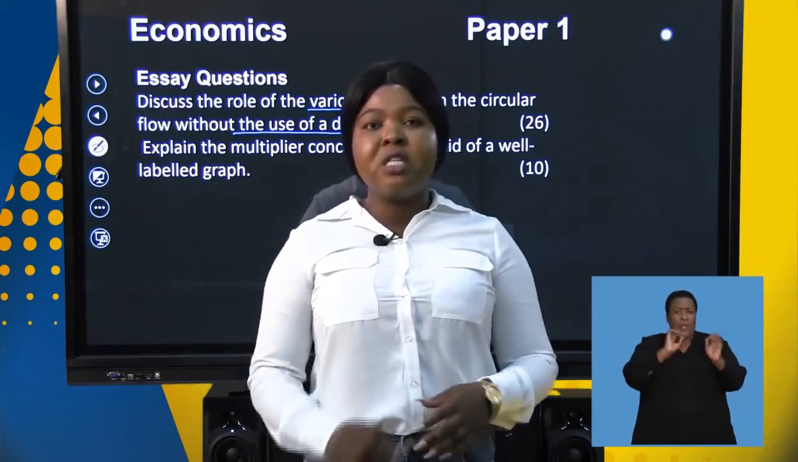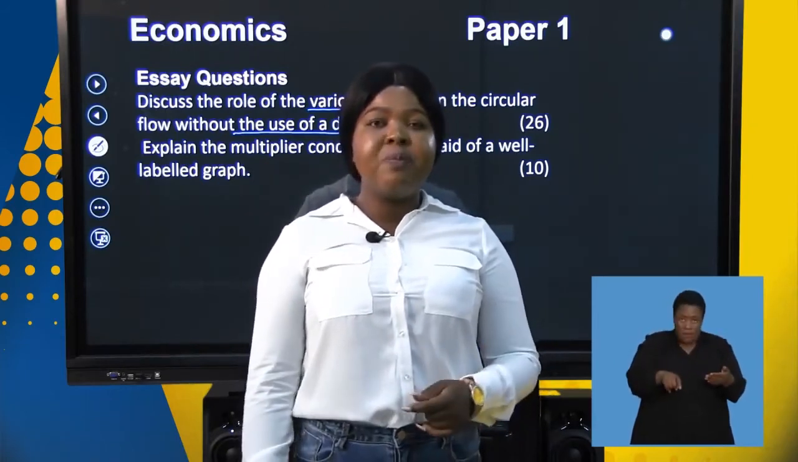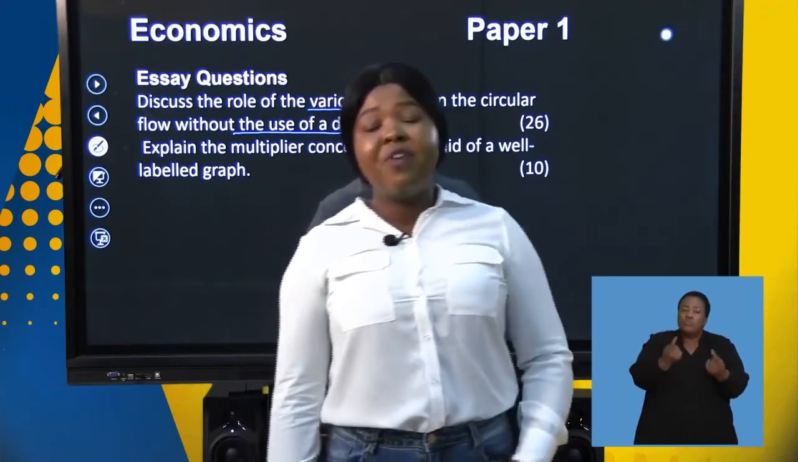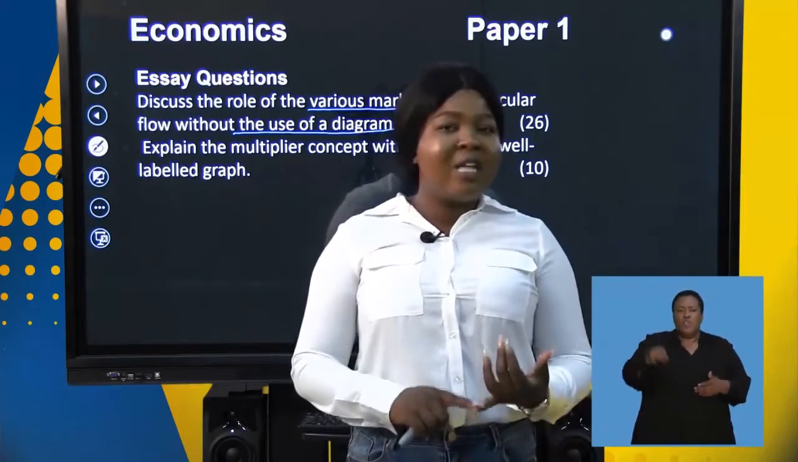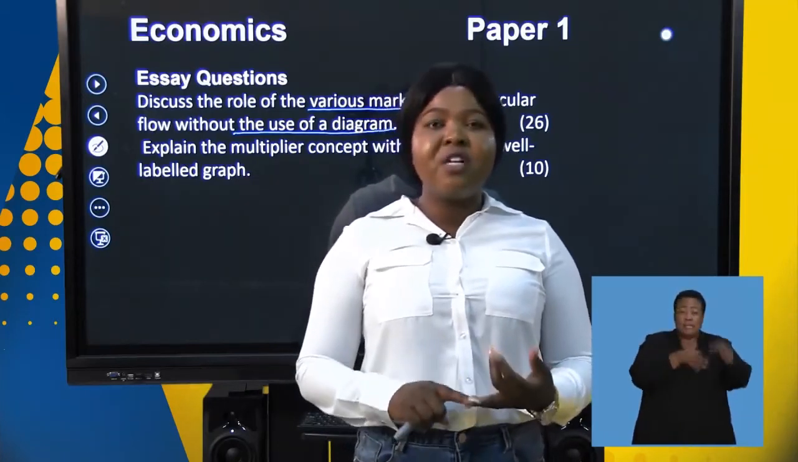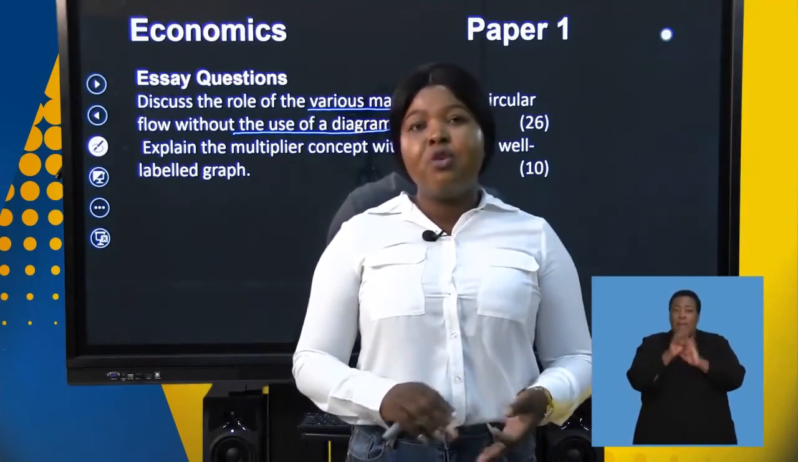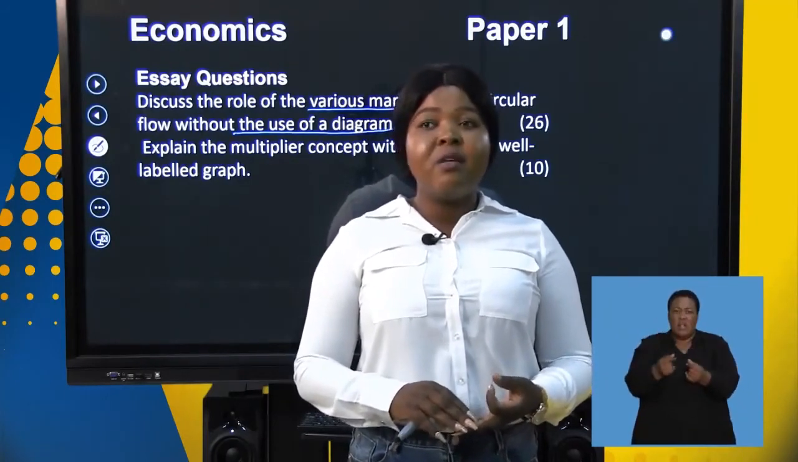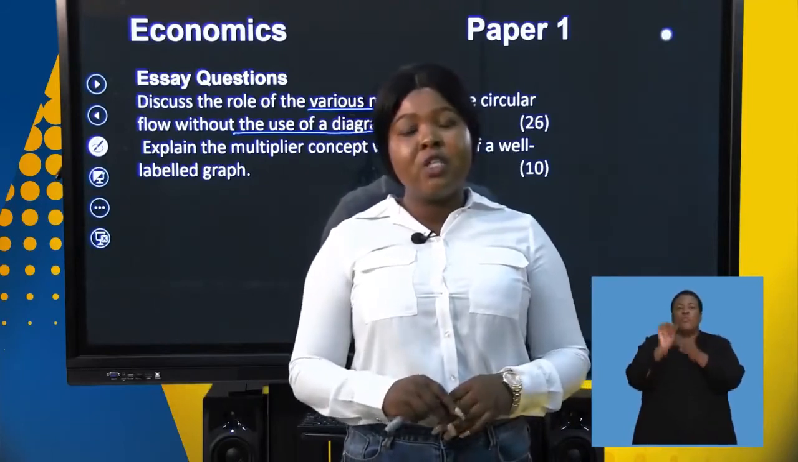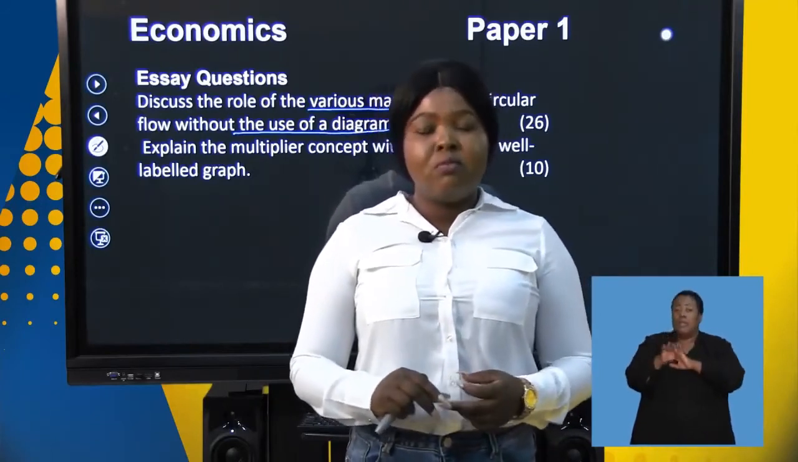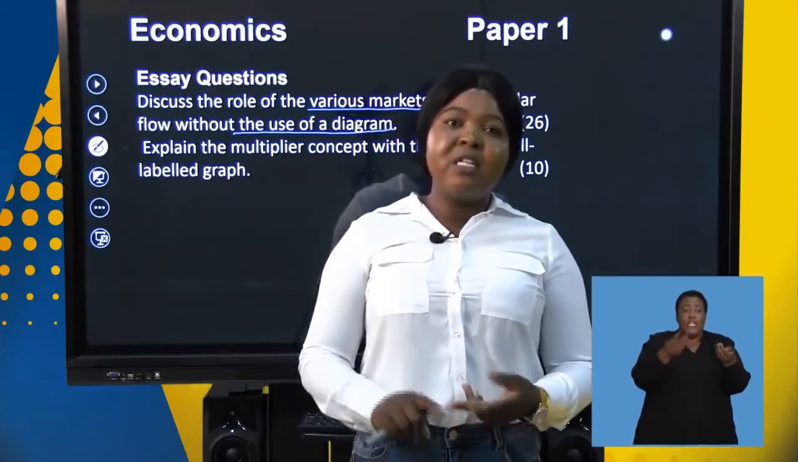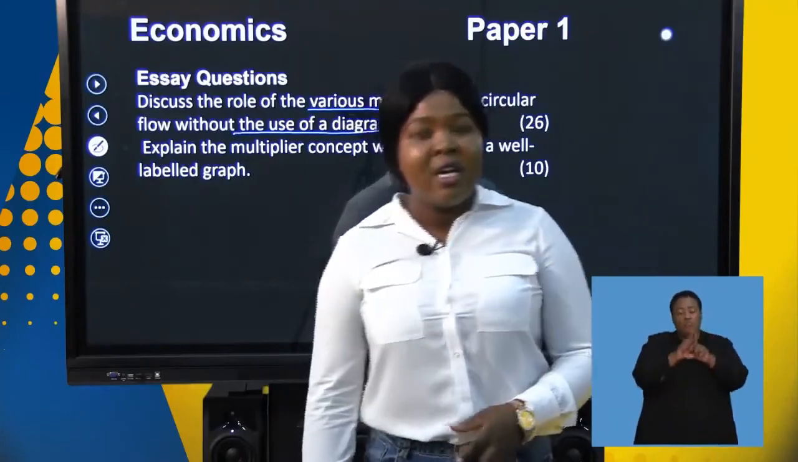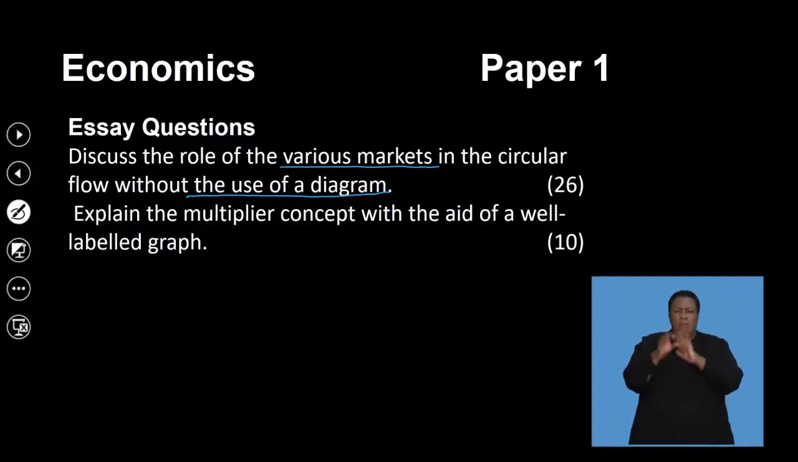What you are required to do in such a question is explain the different markets you can find in the circular flow. Here, boys and girls, you have to explain your product market, your factor market, your financial market, and your foreign exchange market. And remember, the financial market is divided into two: we have our money market and we also have our capital market. Remember to explain your points in full and to give examples where necessary.